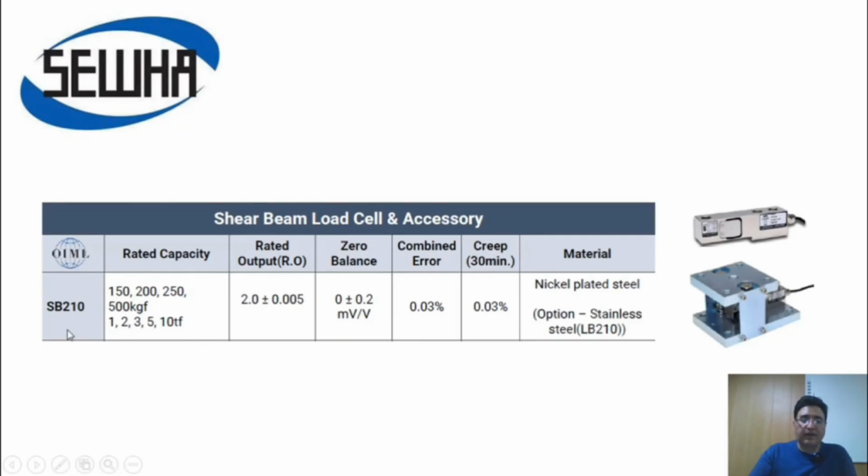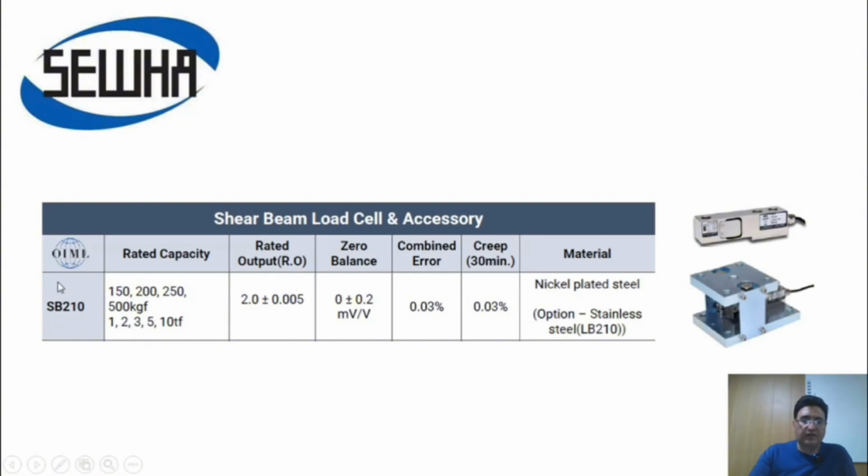Now, if the body is made of stainless steel, its code changes. LB210, which is offered to us as an option. That is, in environments with high humidity or where there is the possibility of washing or water exposure, it's better for us to use these LB210 models. But in dry environments, we can use the SBD110 model.